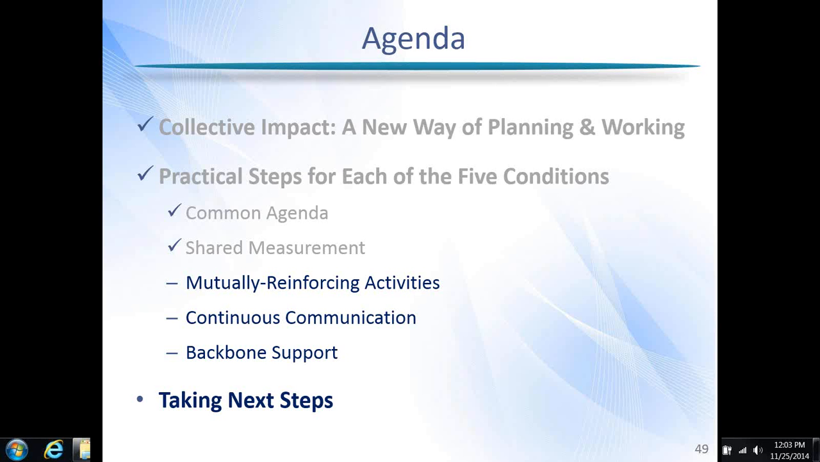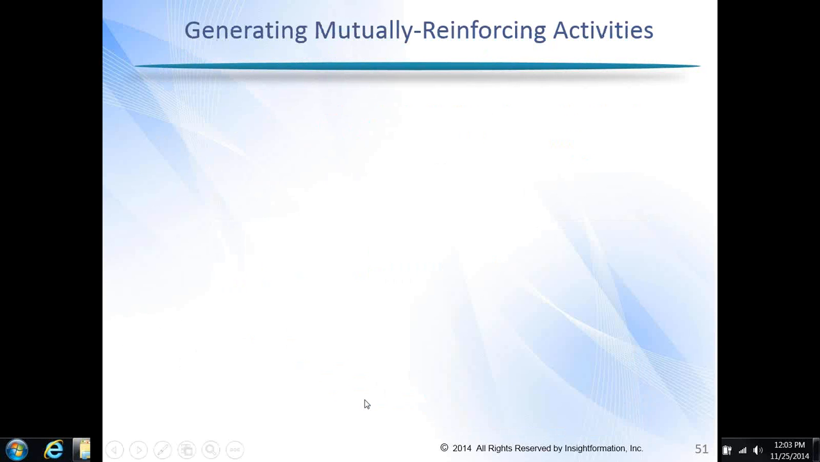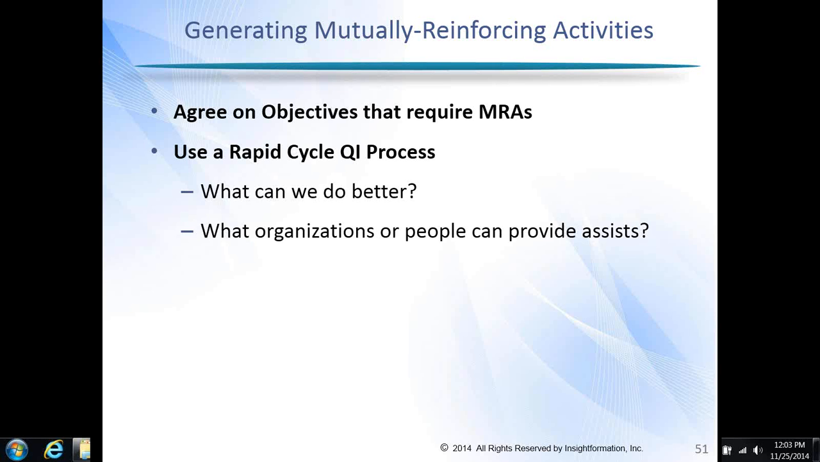The third condition is mutually reinforcing activities. And here it's recognizing that success is going to take a lot of different things working together. And that mindset is an important shift, and that's really the power source for collective impact. And one way to do that is that you begin defining objectives at the top level that no one organization can do, and use that to discuss how can we work together to accomplish things together that we couldn't do individually. And then a very valuable technique is to do what we call rapid cycle quality improvement.